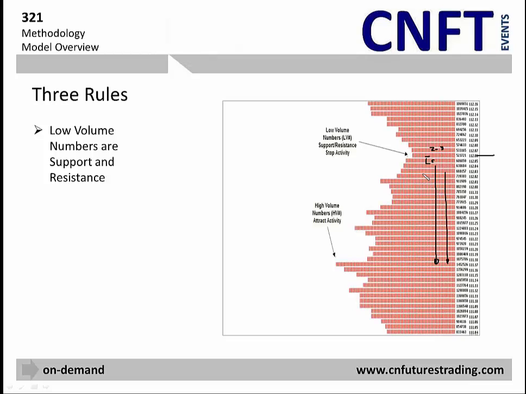Now what happens in the auction process is the market rotates lower until the price is no longer attractive to sellers, or the price rotates higher until it's no longer attractive to buyers, and it comes to a balance. This high volume number, or attractor, or what we call value, pulls the market back to it, and eventually this high volume number is going to be what is called the balance point.